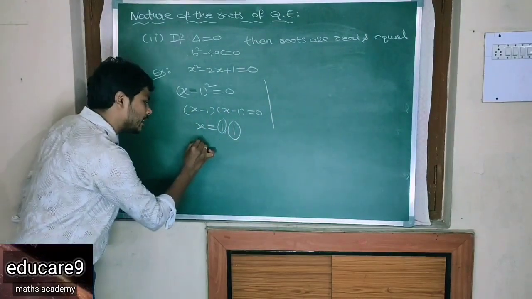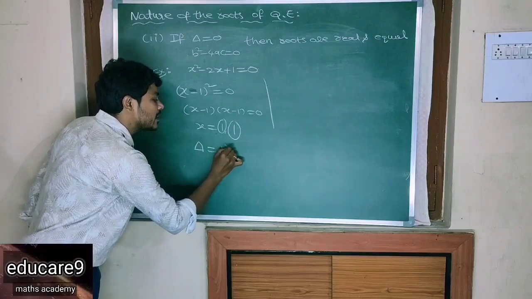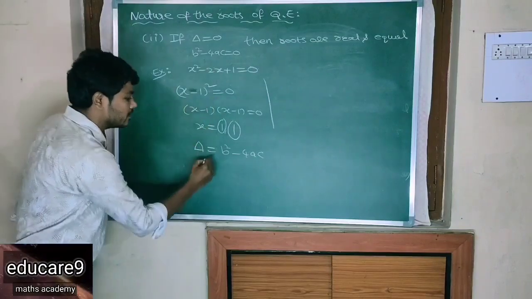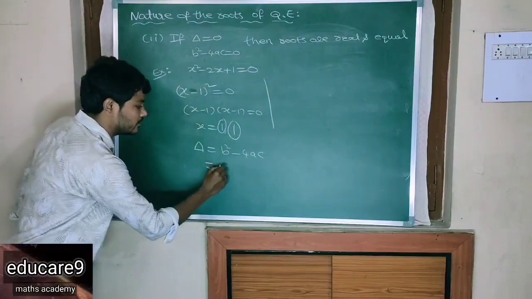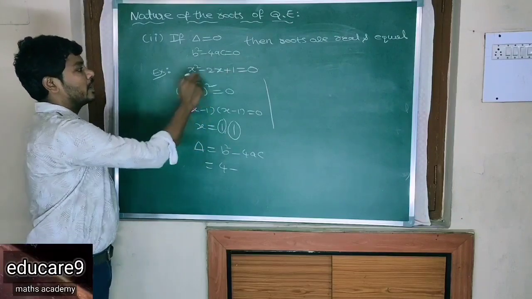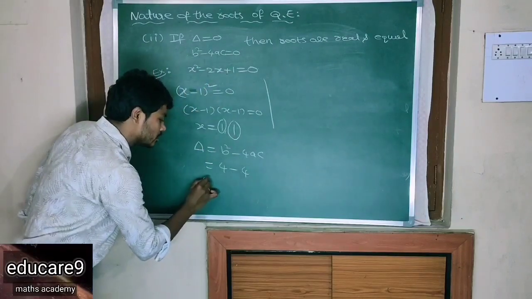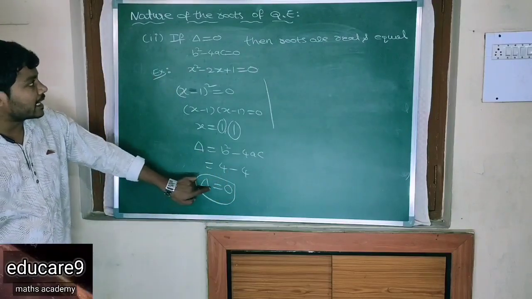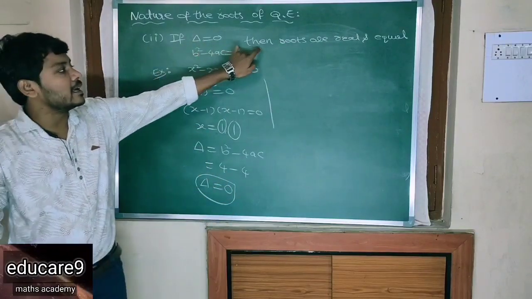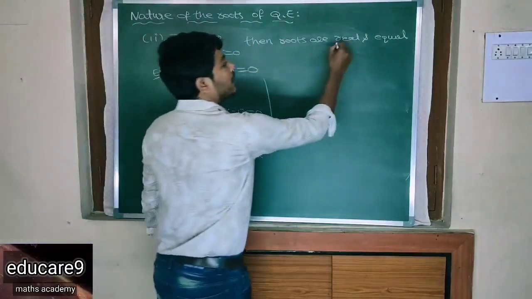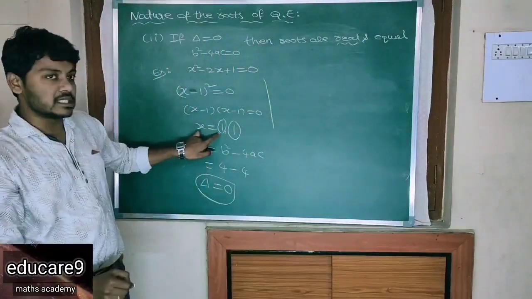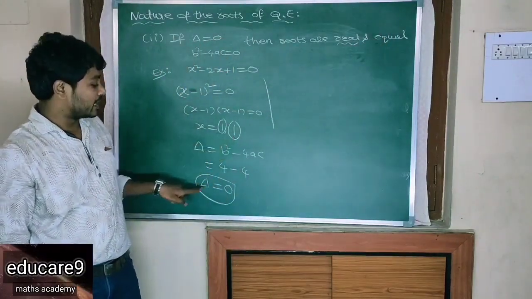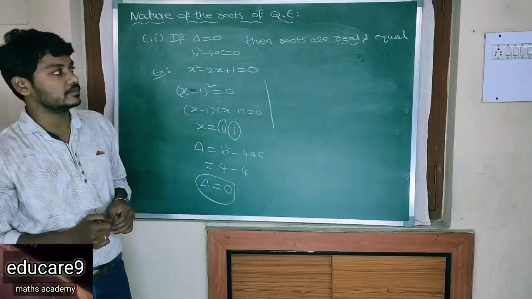Now find delta here. B square minus 4ac. So that is, b square is what? Minus 2 square, that is 4, minus 4ac, this 4. So you got delta is 0. If delta is 0, in that case, roots are real. So clearly 1 is real and both are equal. So 1 comma 1. If delta is 0, roots are equal.